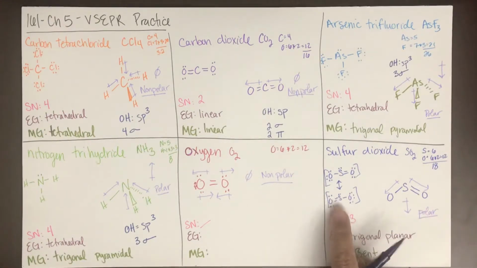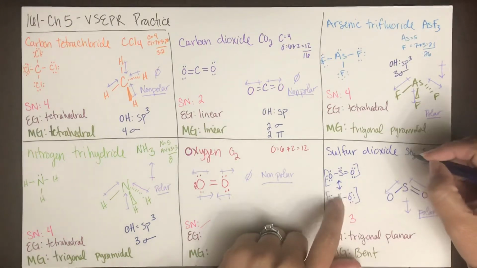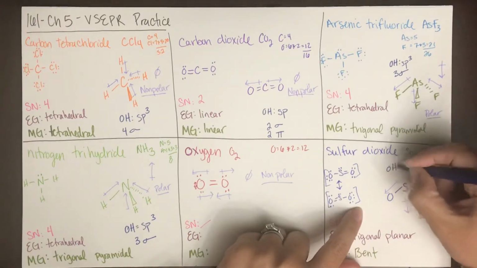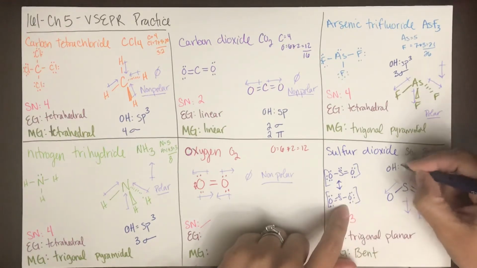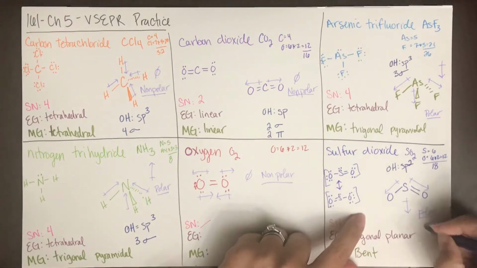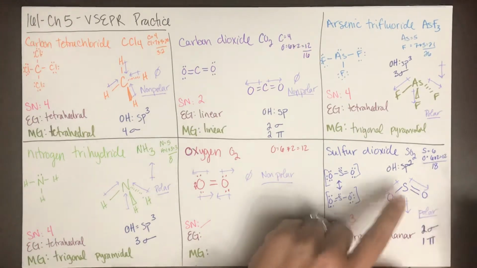Here I have 1, 2, 3 regions of electrons around the central atom. Don't forget these electrons that are in the Lewis structure that are not in the molecular geometry. So this would be 3 regions, so it's going to be sp2 hybridized. I am going to have 2 sigma bonds, 1, 2, and 1 pi bond.